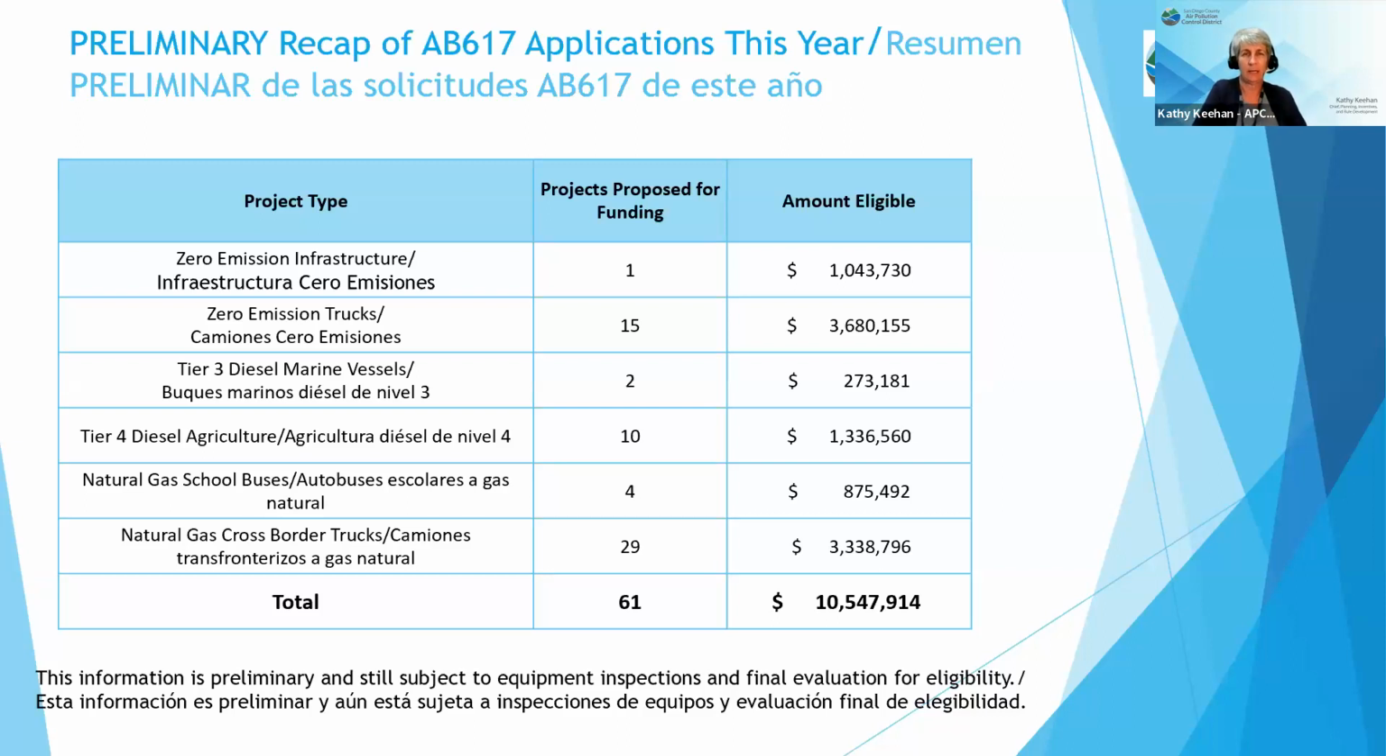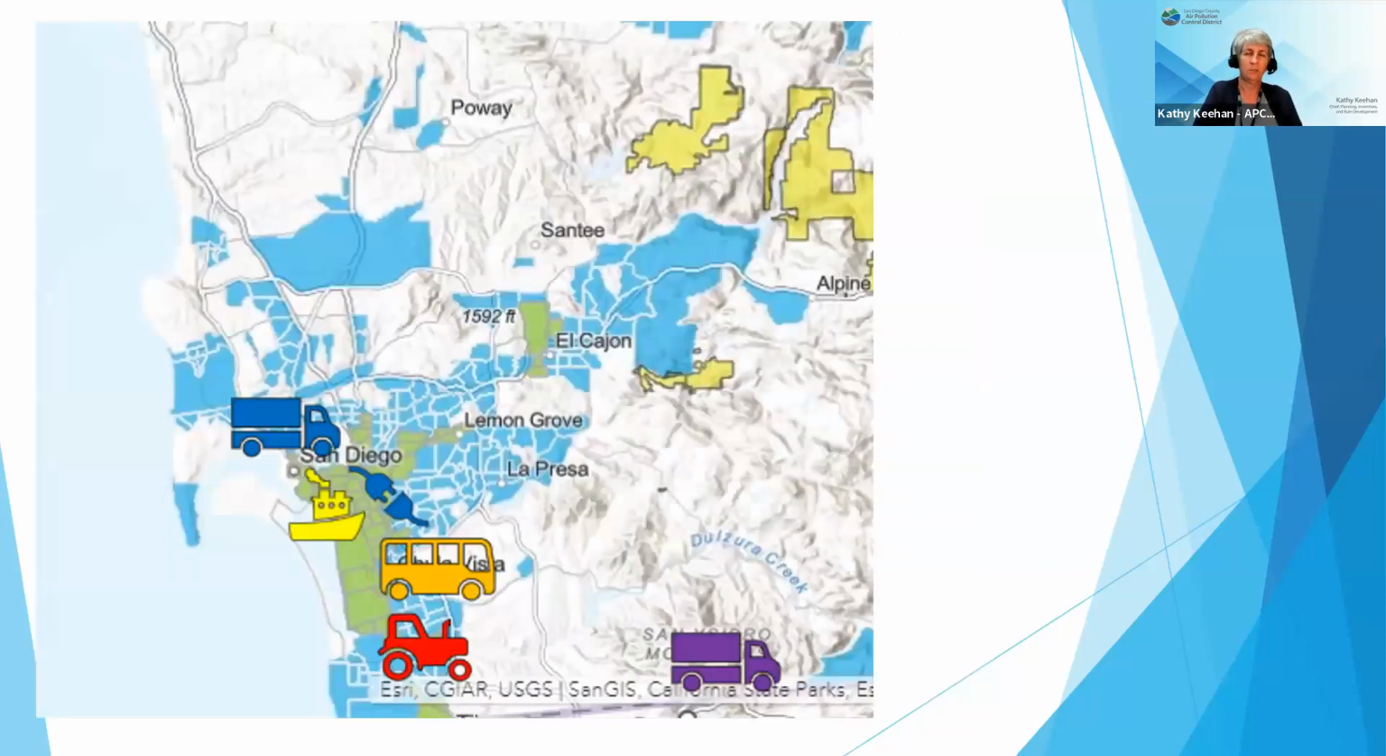Can I go to the next slide, please? This is just a graphic showing in general where those projects are. There are zero emission trucks, marine equipment and infrastructure for Portside. There are natural gas school buses, agricultural equipment a little further south, and those natural gas cross-border trucks you could see down in Otay Mesa. Next slide, please.